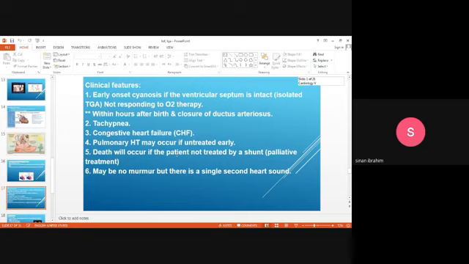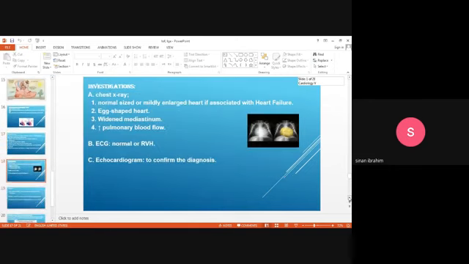So we do a palliative procedure. We call it the Rashkind procedure. The examination may be normal if there is no shunt or a small shunt, but there is a single second heart sound.